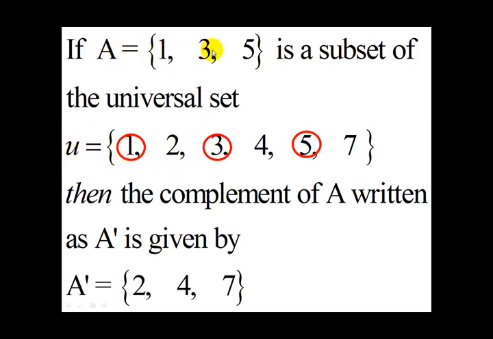So we say that the complement of A, written as A complement or A prime, is given by A complement equals 2, 4, 7. These are elements that belong to the universal set U but do not belong to the set A. That is what we mean by the complement of A.